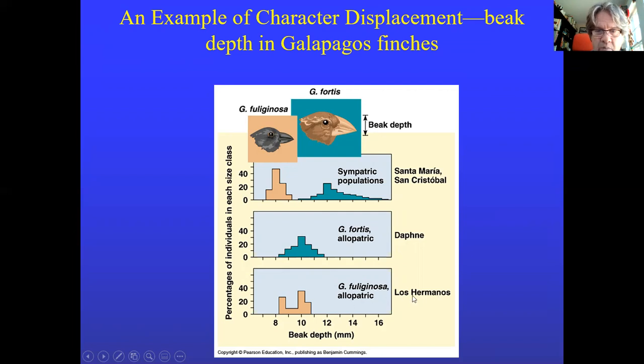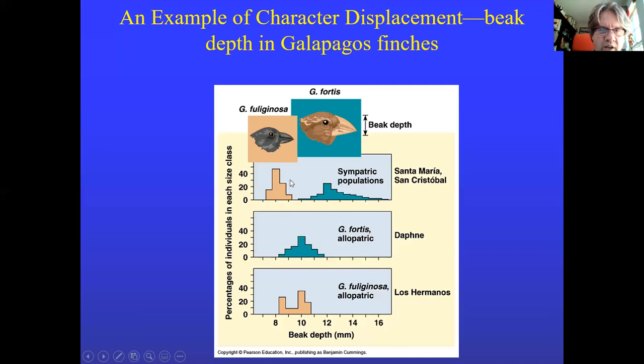So Los Hermanos Island, where only the fuliginosa lives, right, has this range of beak depths, right? Fortis has this range of beak depths when it lives on Daphne by itself, but you put them both on the same island, naturally, this is a natural system, right? They have separated. So sympatric populations living in the same space, right? Now they undergo character displacement and probably resource partitioning too, right?